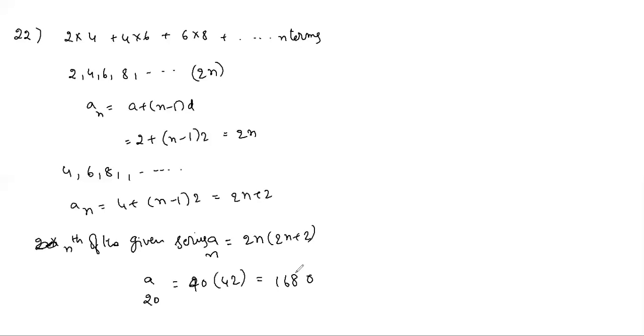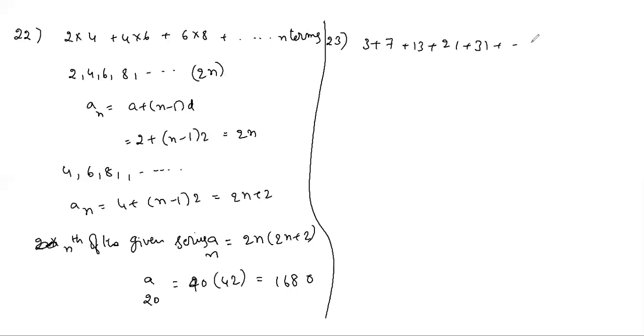Find the sum of first n terms of the series. First of all, the given series is 3 plus 7 plus 13 plus 21 plus 31 plus and so on. We have to find the sum of n terms. So let it be Sn equals 3 plus 7 plus 13 plus 21 plus and so on. The last, nth term is an.